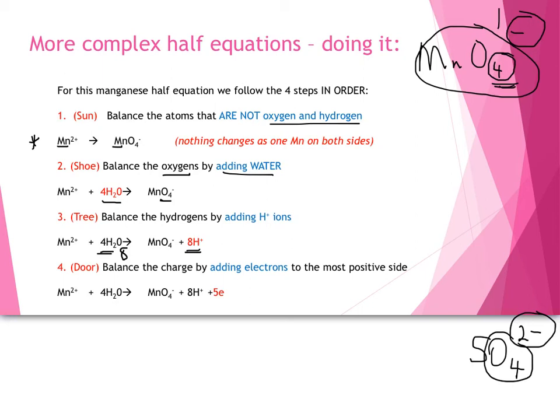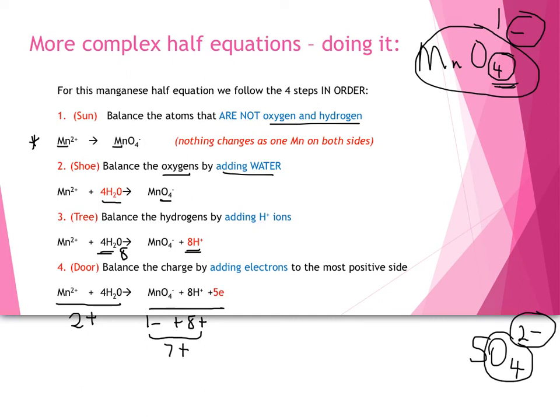Finally, for door, we have to look at balancing the charge by adding electrons to the most positive side, just like we did with the more simple half equations. So this can be quite complicated, and you really have to pay attention to all the ionic charges. On the left of the arrow, we've got 2 plus total charge. Water's neutral, it hasn't got a charge, but the manganese ion had a 2 plus charge. Whereas on this side, I've got 1 minus for the permanganate ion and 8 pluses for the hydrogen ions. So together that makes 7 plus.